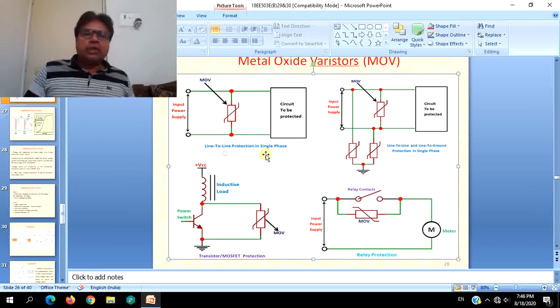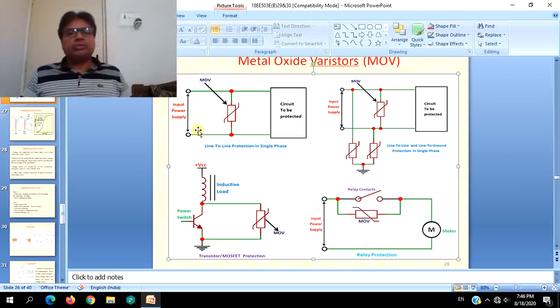See, this is line to line protection in a single phase. In a single phase circuit, this is the load, or this is a device which you want to protect from the spikes or transients which may occur inside the input power supply. An MOV is simply connected in parallel with the device. Under normal voltages, the load will be getting its full voltage, and this MOV will be designed and its rating chosen such that it will conduct at higher voltages which are hazardous to this load, and those higher voltages may occur during the spikes or transients.